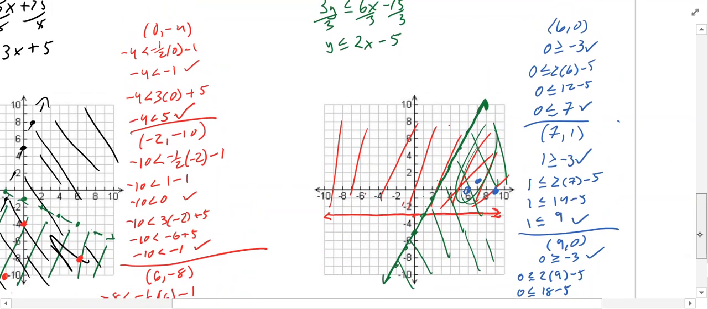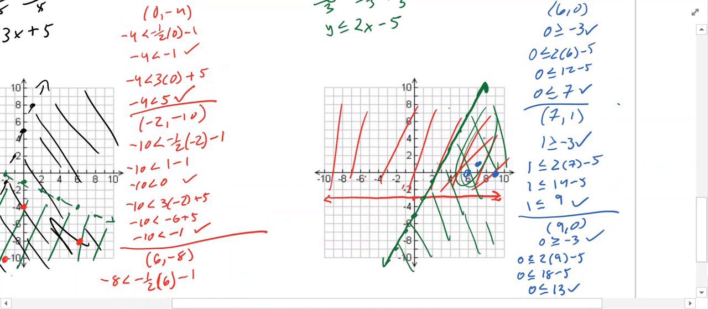So hopefully we got the same answer. You can pick any points that you want in that shaded area. Just show that they are solutions to your inequalities, to both of them.